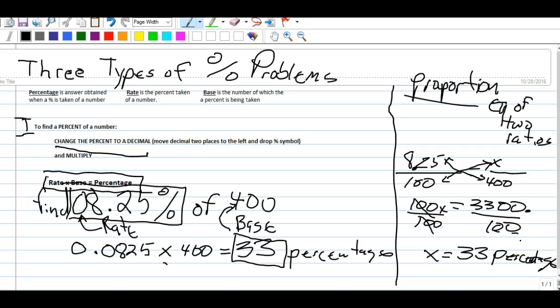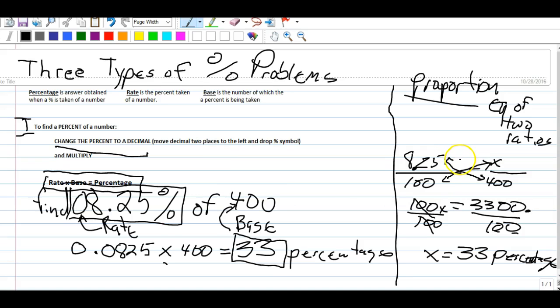Either way, you get the same thing. Some students prefer to solve this particular type of percent problem by using the procedure that I've outlined here to the left, the rules, and some students prefer to solve it using a proportion. The advantage of using the rules is, if you learn the rules, then to solve the problem it's pretty straightforward. The advantage of solving using a proportion is you do not have to learn the rules.